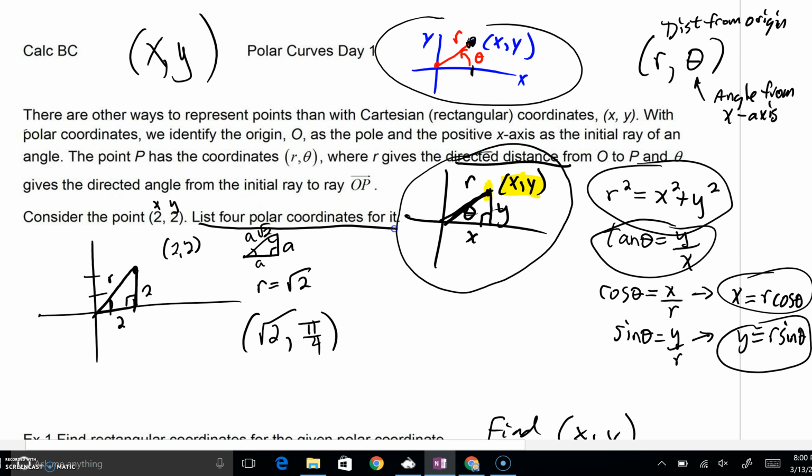But we're going to be asked to list 4 polar coordinates for this. This is if this angle was a positive angle coming from the x-axis. We could also have a negative angle. And you can see that we'd still have a reference angle of pi over 4, but that would be negative 7 pi over 4 then, or just shy of negative 2 pi.